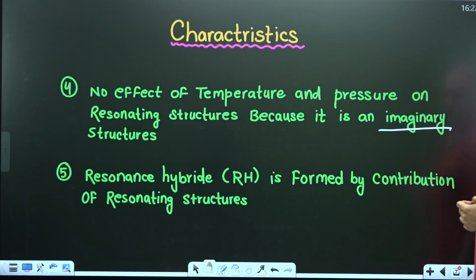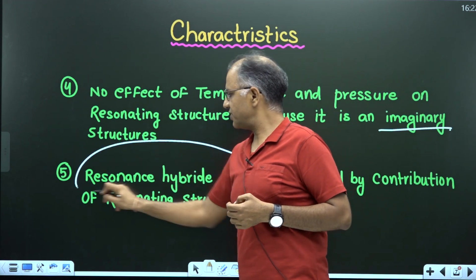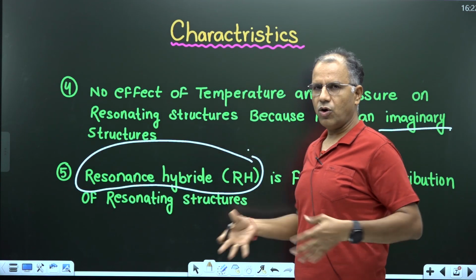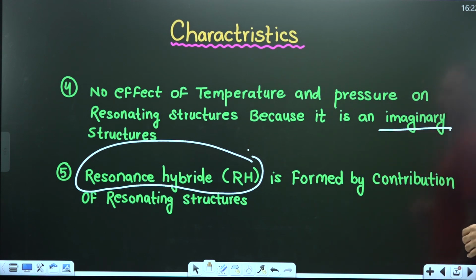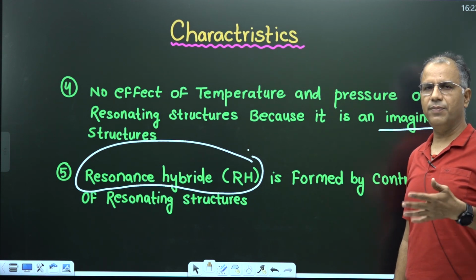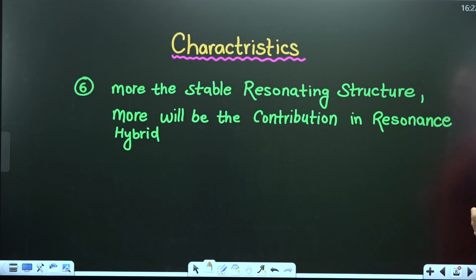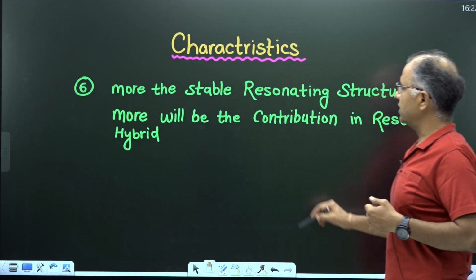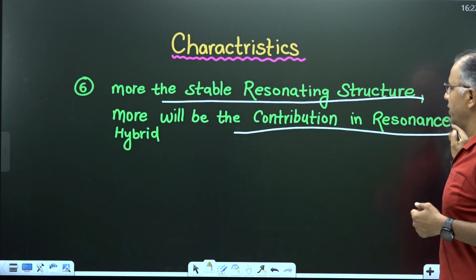Now, the resonance hybrid is formed by the contribution of resonating structures. How is the hybrid constructed? The hybrid is formed by the contribution of resonating structures. And what is the percentage of contribution? It depends upon the stability. More stable, more contribution. Now next: the more stable the resonating structure, the more will be its contribution in the resonance hybrid.